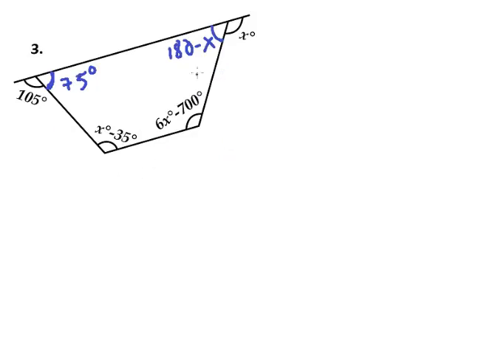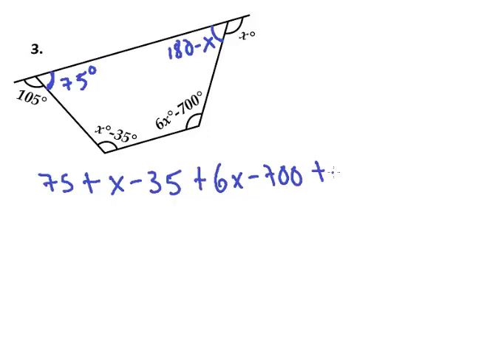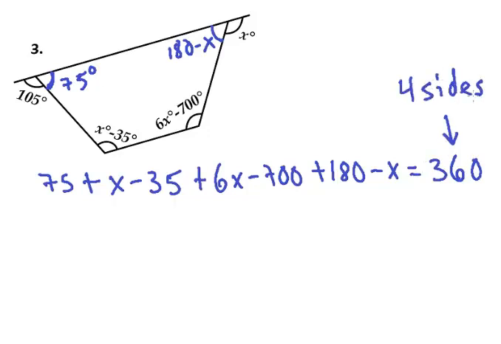So let's add all of the internal angles. The internal, not external, the internal angles. This will be 75 plus x minus 35 plus 6x minus 700 plus 180 minus x equals 360. Why 360? Because the figure has 4 sides. And quadrilaterals, their sum of the internal angles is 360.